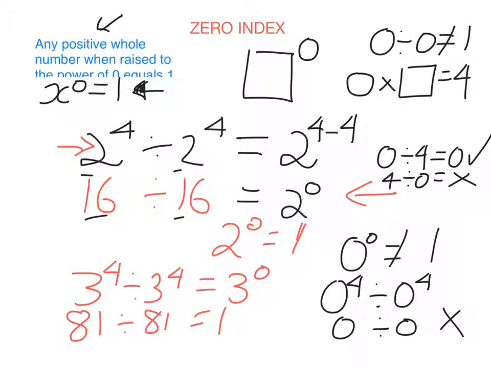So any positive whole number when raised to the power of 0 doesn't equal 0, it equals 1.